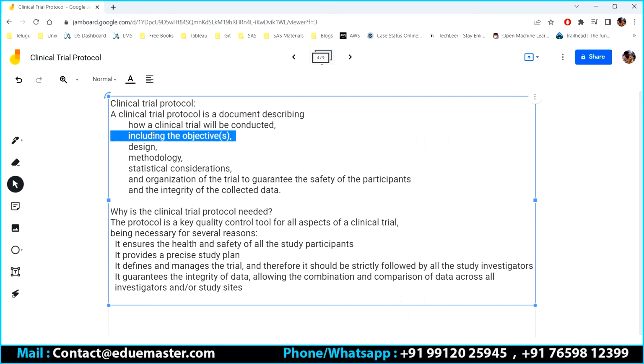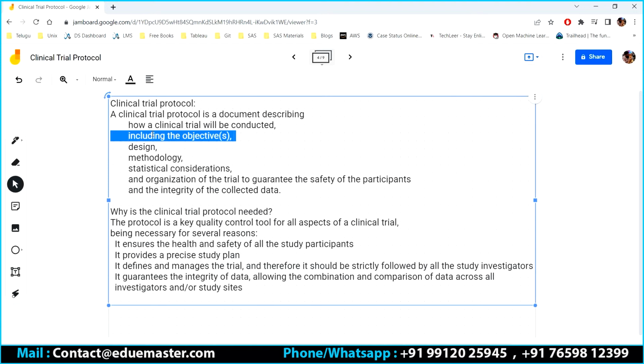There is a lot of stuff again. Primary objective, secondary objective, primary outcome, secondary outcome. A lot of stuff will be there. We will discuss that later. But on a lighter note, why it is required, what exactly it describes, how you are going to conduct your clinical trial, what the objectives are. Number 3, design.